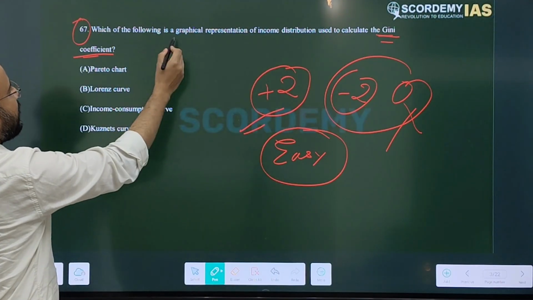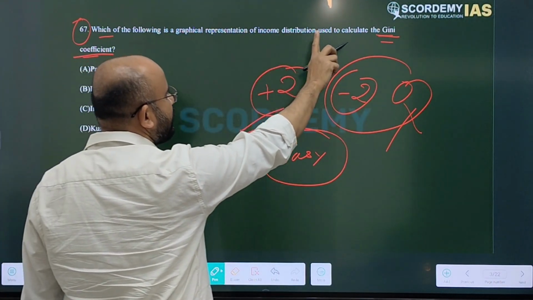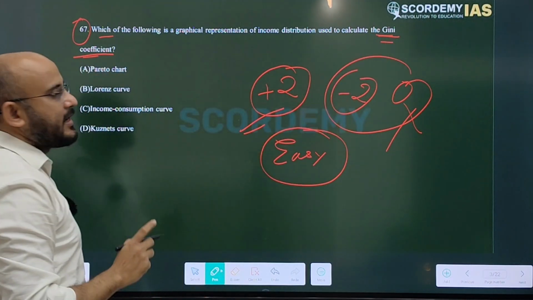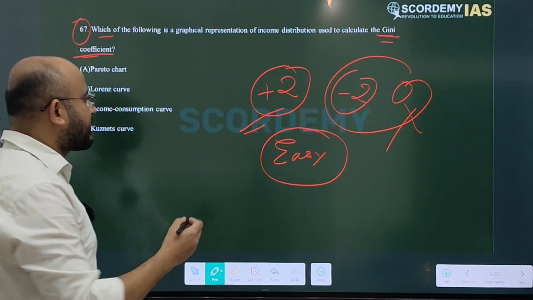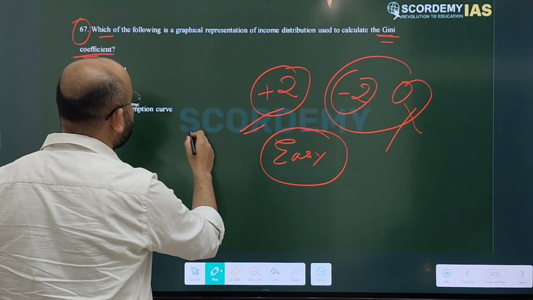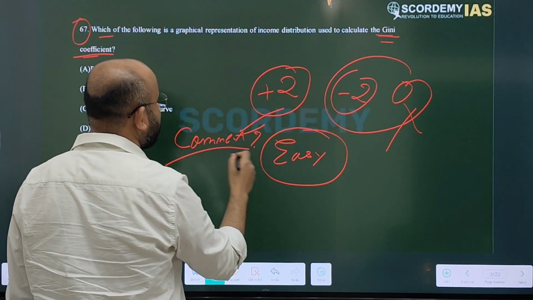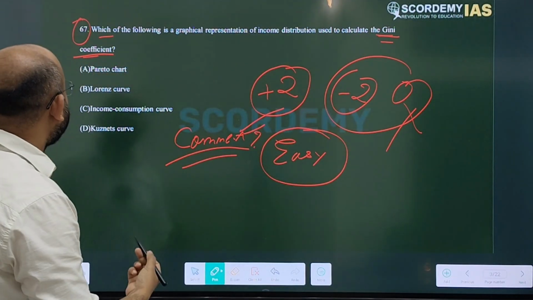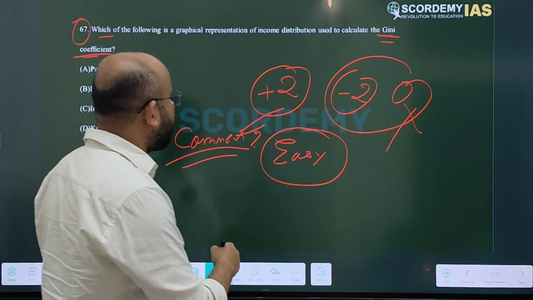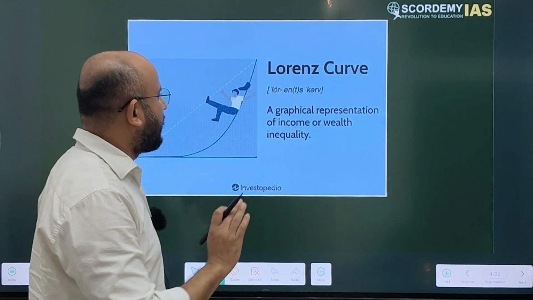The question says: which of the following is a graphical representation of income distribution used to calculate the Gini coefficient. Aspirants who are serious and aware of it, please let me know the answer in the comment section. Continuing with the next slide, let's see what the Lorentz curve is.